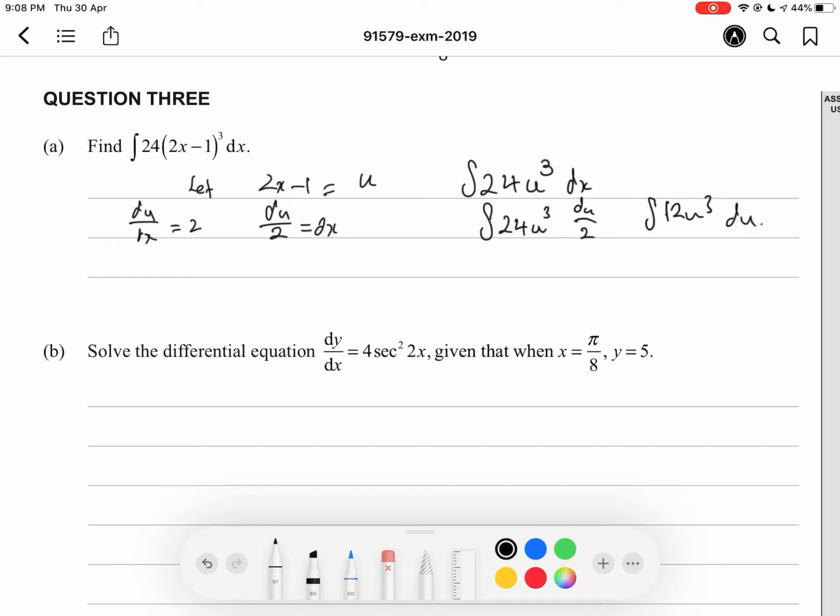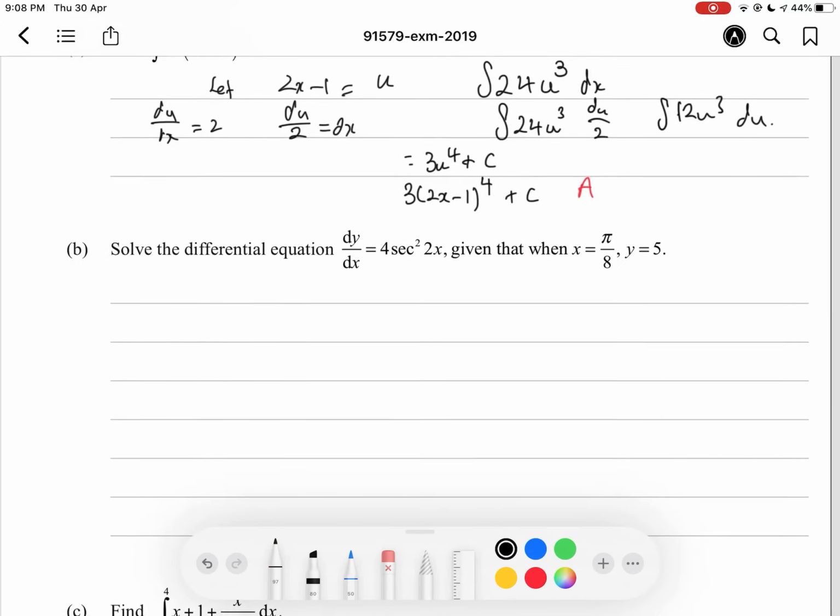So now we can integrate. We add 1 to the power, so 3 plus 1 is 4, divided by the new power. 12 divided by 4 is 3. So that becomes 3u to the power 4 plus c. And now we can substitute u back as 2x minus 1. So we will get 3 times (2x minus 1) to the power of 4 plus c. And that would be our answer to this question. That would be an achieved question here.